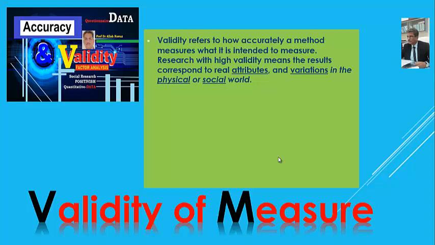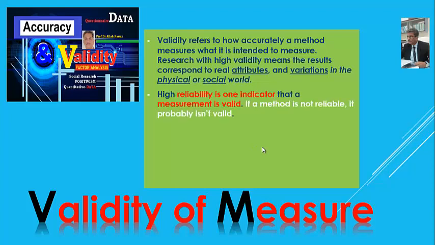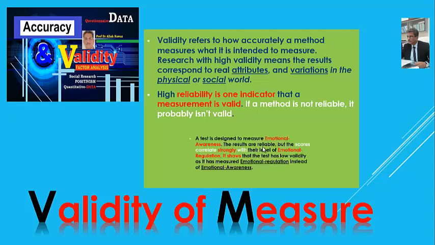Research with high validity means the results correspond to real attributes and variations in the physical or social world, meaning that if the results are valid, they are telling the true and the real story of the situation they have observed. High reliability is one indicator that a measurement is valid. It means that if a method is not reliable, it probably isn't valid.